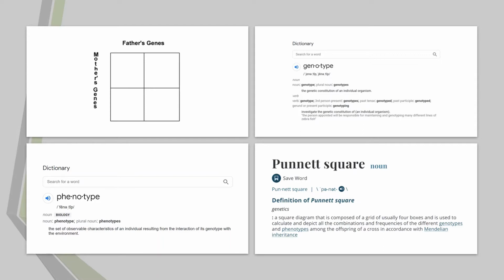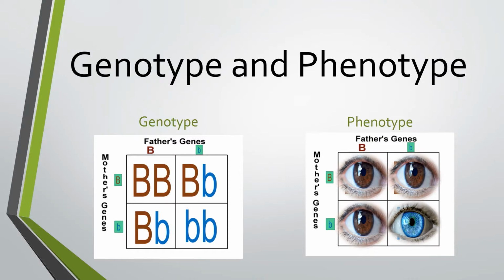As that definition says, it's a set of observable characteristics of the individual resulting from the interaction of its genotype with the environment. Okay, and here is basically how you can distinguish between genotype and phenotype.